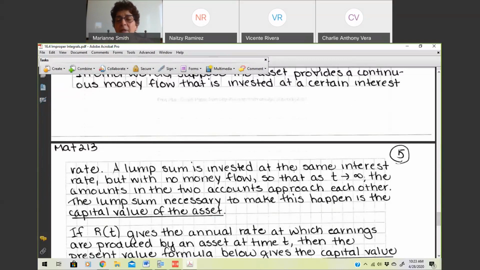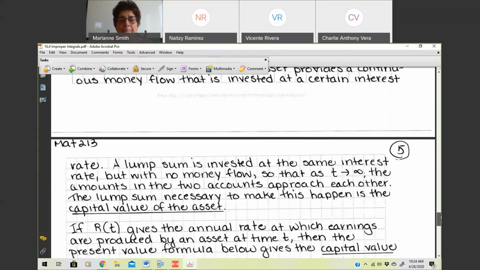So again, if you took a lump sum at the same interest rate but with no money flow, as t approaches infinity, the amounts in the two accounts approach each other. So the lump sum that you have to invest to make that happen is called the capital value of the asset. So you're taking something that's generating a flow and you're valuing it as if it's a capital asset. That's pretty cool. And we can do that with a definite integral.